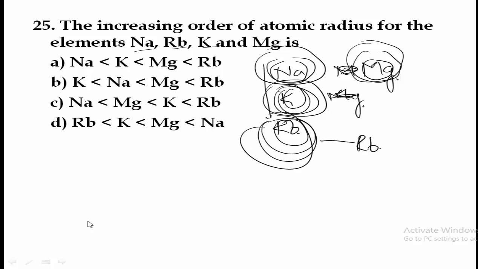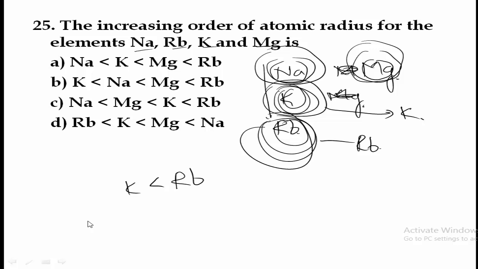And the next, after rubidium, the next larger one is potassium. So rubidium and potassium. Potassium is lesser than rubidium. Among sodium and magnesium, both have the same number of shells, so which one has the smaller size?